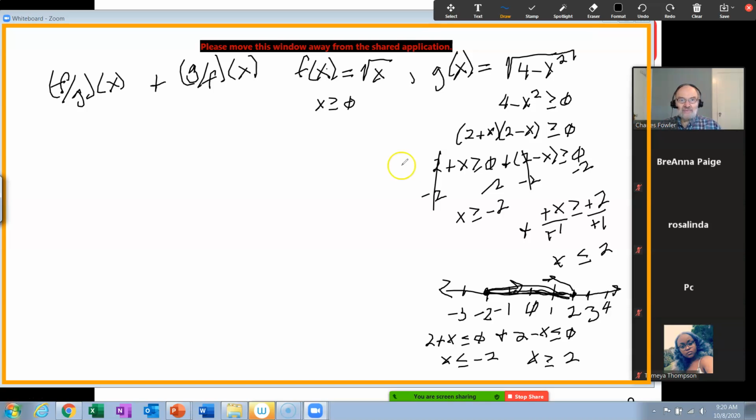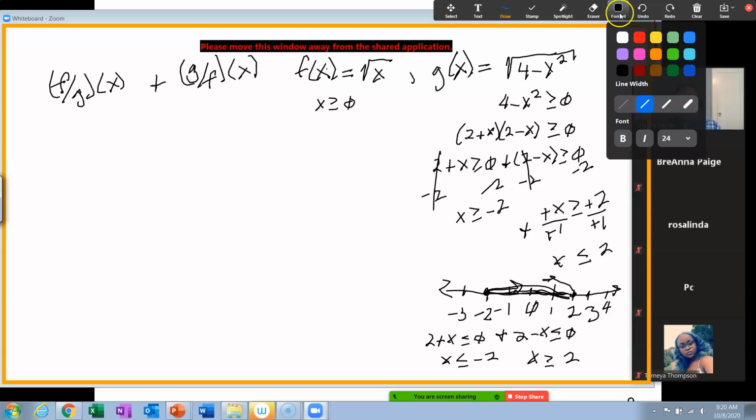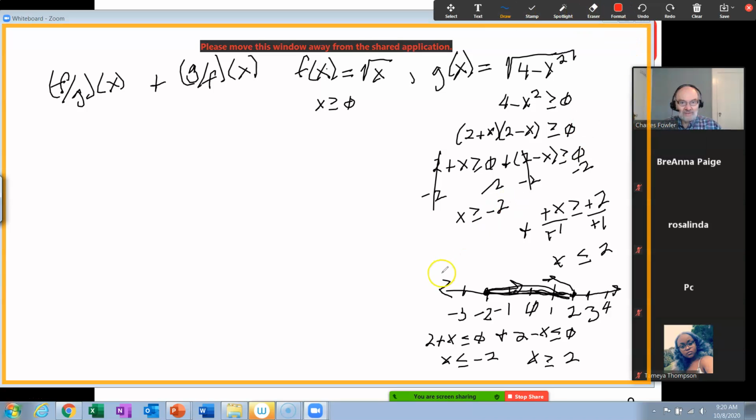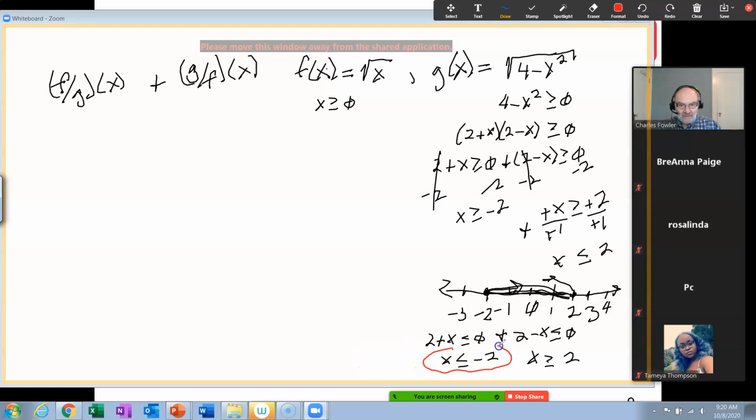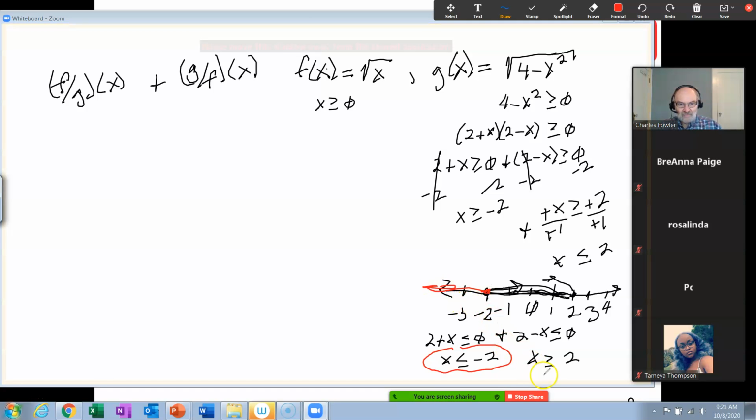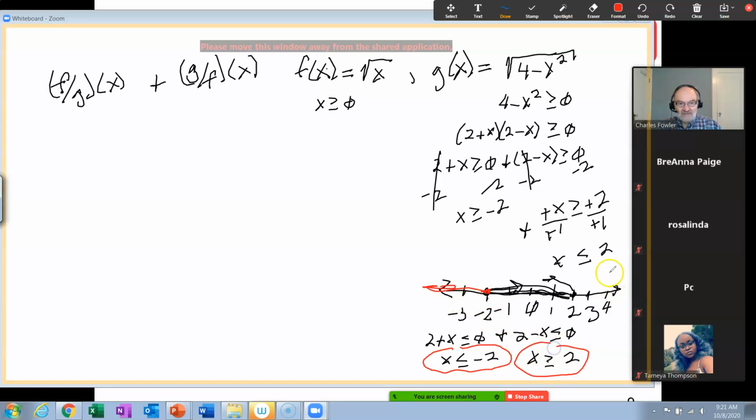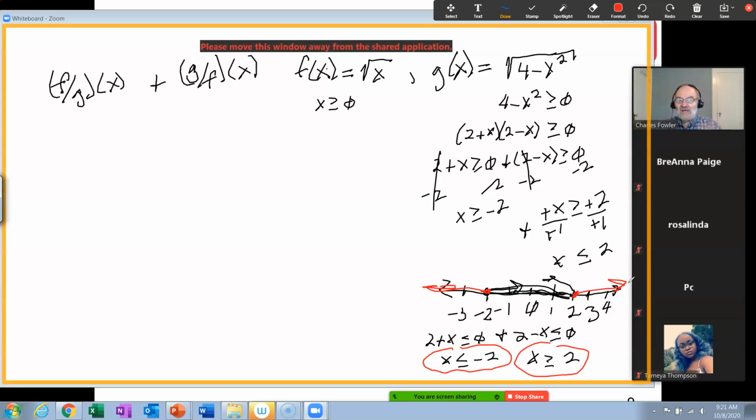Less than or equal, I'm going to go to a different color here. If I can find my pen, here we go. I'm going to use red if that's okay. Down here, this one says x is less than or equal to -2. This one says x is greater than or equal to +2. Guess what? Nothing in common. There is no domain down there. So this is not what you want. This is what you want.